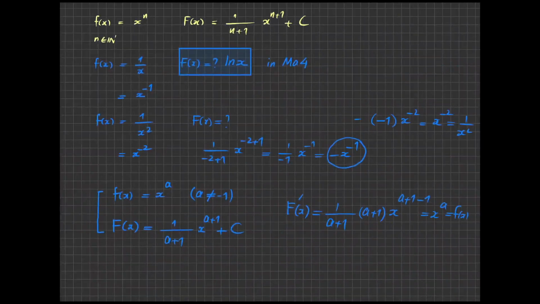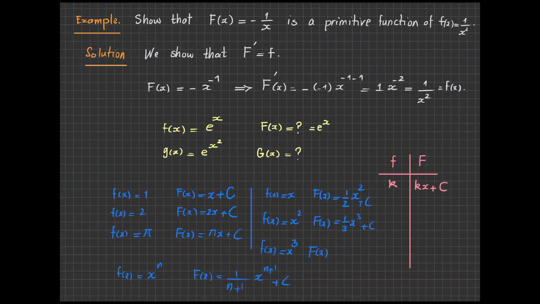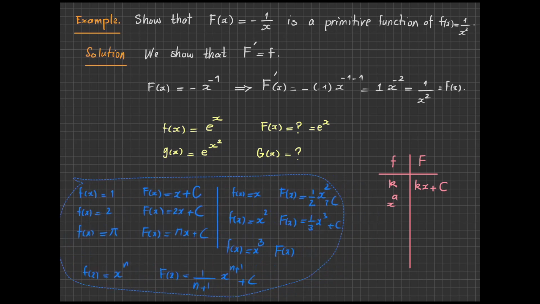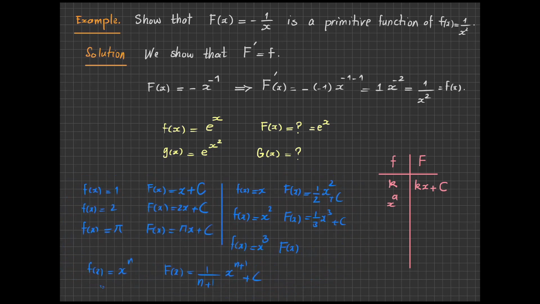So I will go back to the previous page now and put this as our formula. So we go here, and I write this. If I put x to the power a, and if you don't mind, let me move these things a little bit to the left. And then there is an exception, so a shouldn't be minus 1. Be careful about that. And then the answer is 1 over a plus 1, x to the power a plus 1, plus a constant.